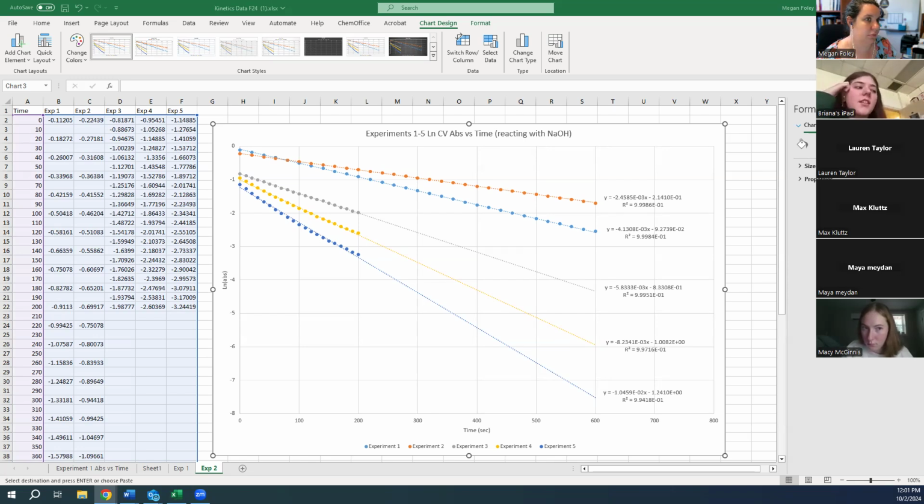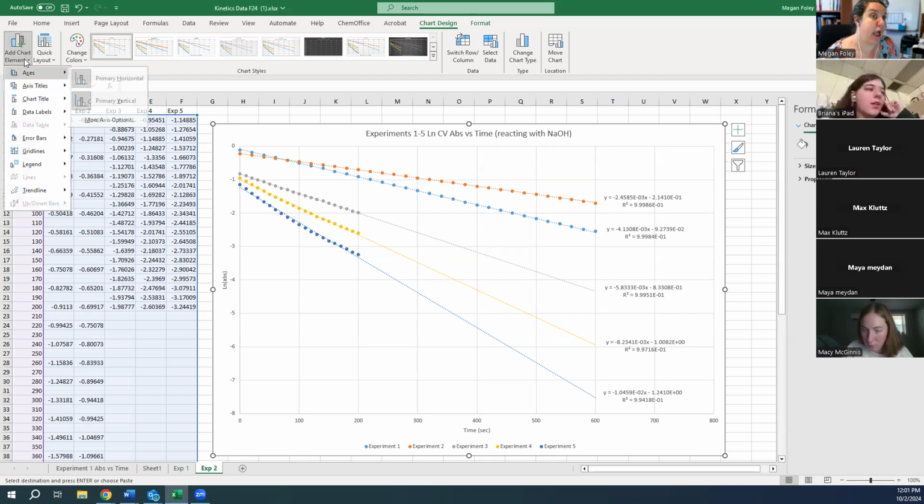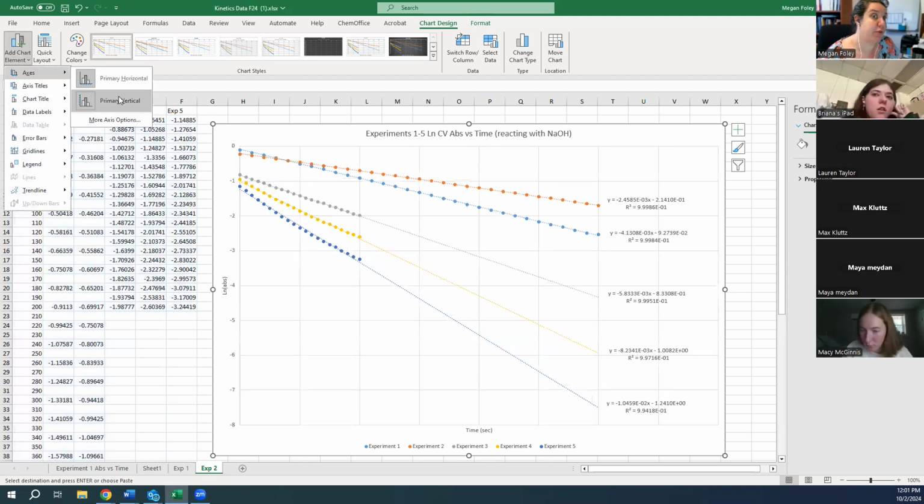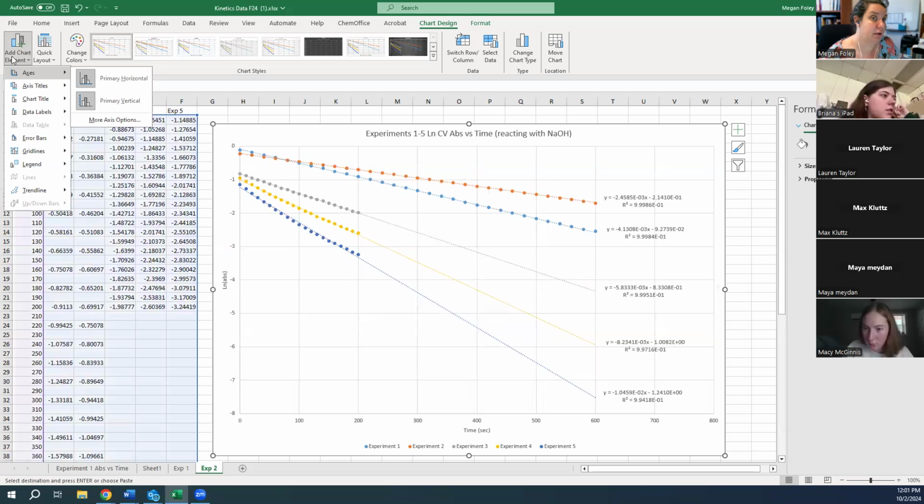Is it okay if I come down there again and you help me? Because the bottom numbers have gone away again. What you need to do to get that to work is go over to Add Chart Elements, and then make sure you have both of these selected. So axis, so vertical.